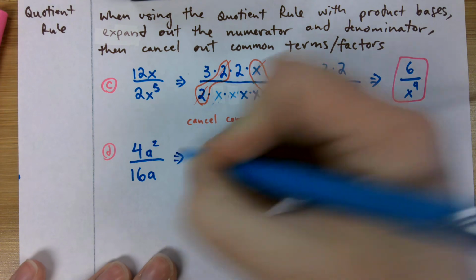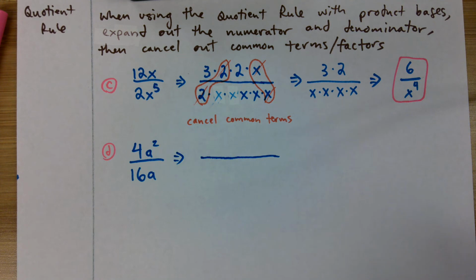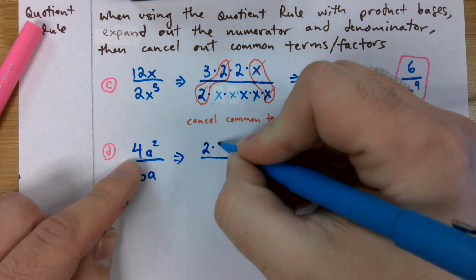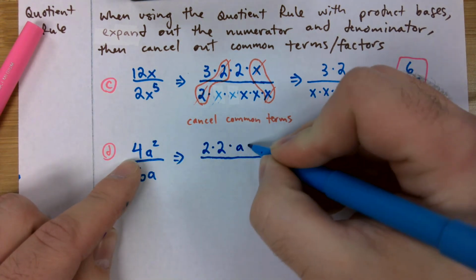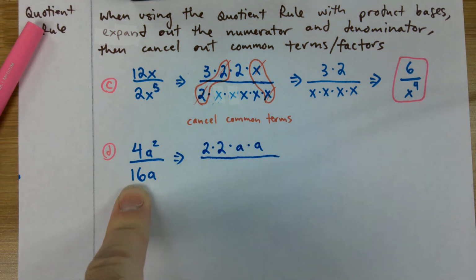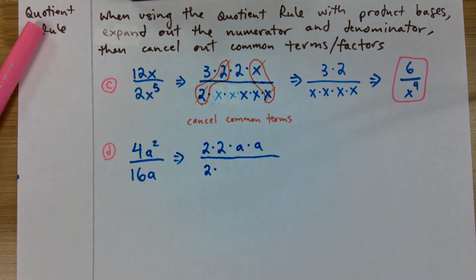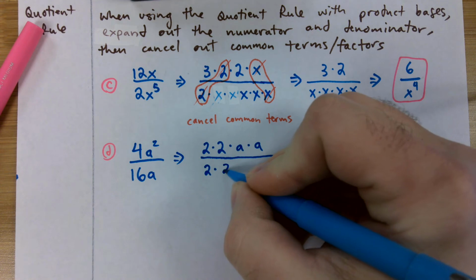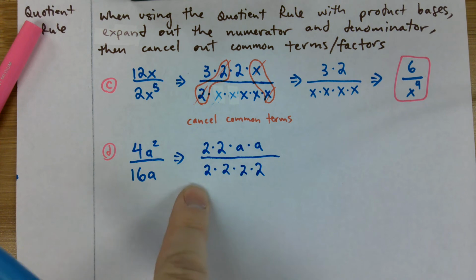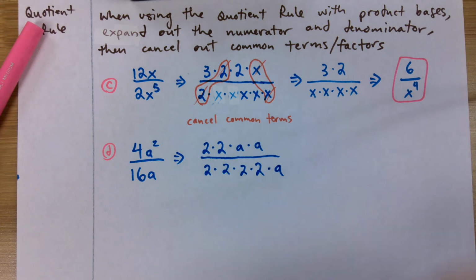So our first step is going to be breaking up our numerator and denominator into its prime factors. What two numbers multiply to give us 4? 2 and 2, right? And then we've got 2 a's on the top as well. And then what two numbers multiply to give us 16? 8 and 2, right? What two numbers multiply to get 8? 4 and 2. What two numbers multiply to get 4? 2 and 2, right? So 16 gets broken up into 2 times 2 times 2 times 2 times a.